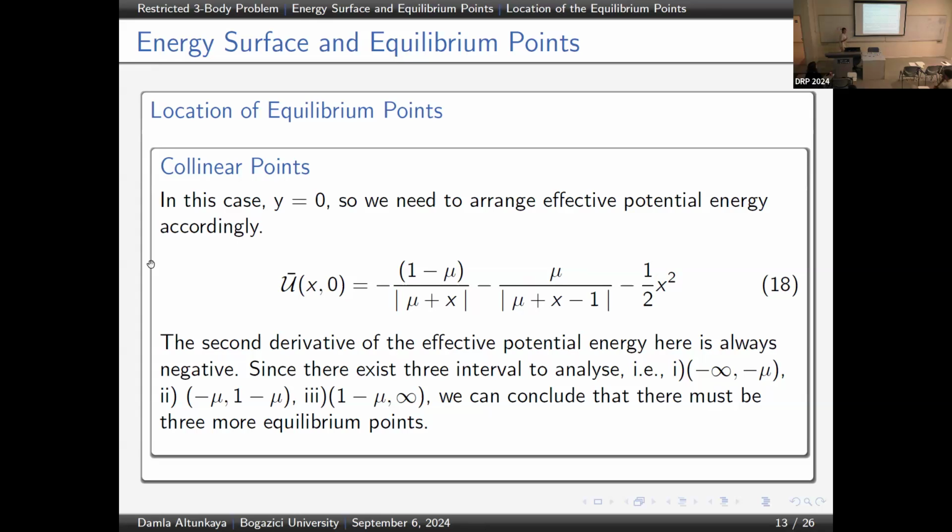We have to find 3 more points, and these points are called collinear points. In this case, we will take y equals 0. When you plug in y equals 0, you write down the effective potential energy function again, and this is what it is. I'm not going to delve into the solution because it requires a serious derivation. I will just tell you that there are 3 intervals here, so I have to get 3 critical points. That's all that you need when you study the location of the equilibrium points.